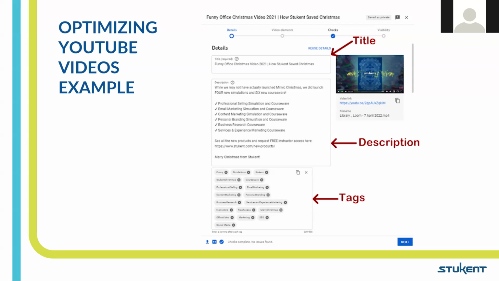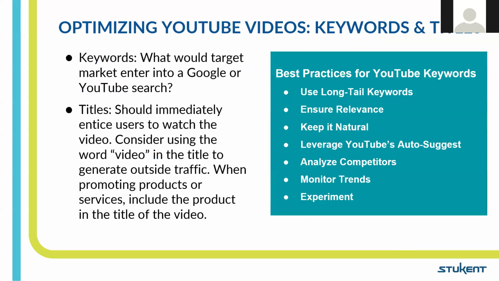Now, in the details, the title's the first thing, but before you even go that far, you want to think about what are the keywords that you would want people using and searching for them to stumble upon this. And the way that I look at it is, what would your target market enter into a Google search or a YouTube search? Think about the people that want to see this video, the people that could gain something from it.